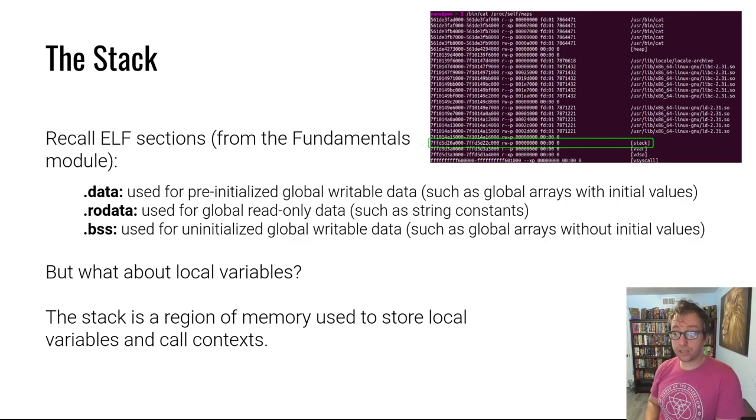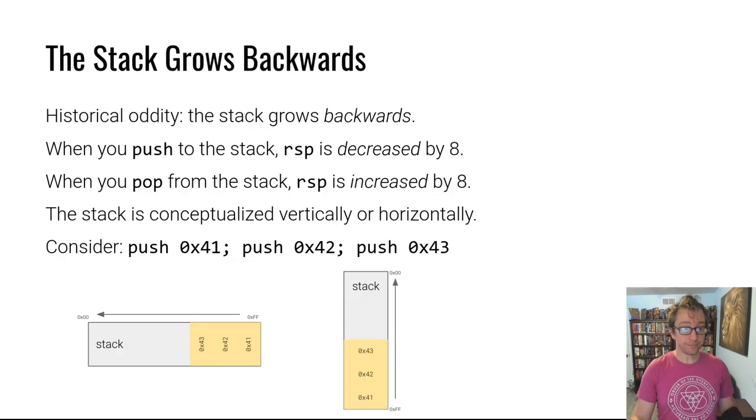So that's a lot of places to store global data, but what about local variables? Well, I'm glad you asked. Local variables live on the stack, and the stack is used to store the local variables and also the execution context of the function. The stack, due to a historical oddity, grows backwards. There are reasons why this is the case in terms of memory layouts on ancient computers, but realistically, we are left with a kind of weird situation where the stack grows backwards.